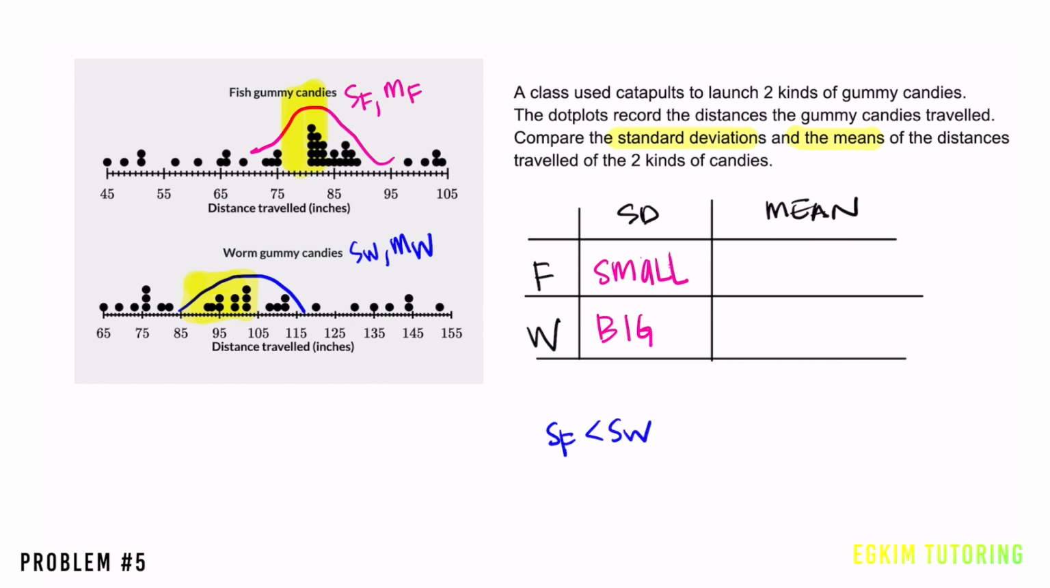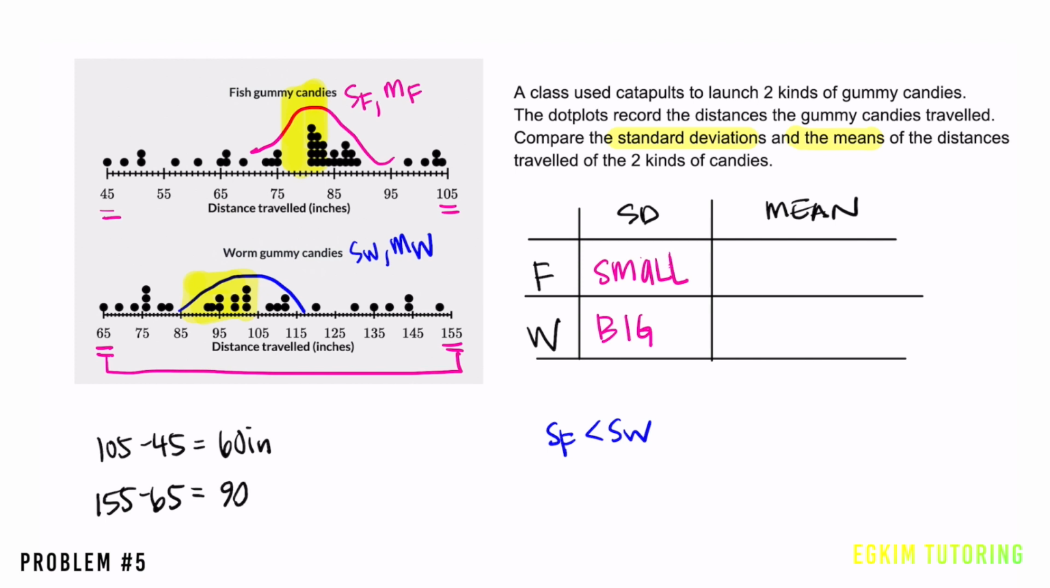So another way to see that the data points are more clustered for the fish gummies is that it starts at 45, but the data points end at 105. So the range is actually from 105 to 45, which is equal to 60 inches. But then for the worm gummies, it starts at 65, but it goes all the way up to 155. So this range is bigger. You have 155 minus 65, which is equal to 90 inches. So the whole point is that the fish gummies have data points that are more close to each other, and the worm gummies have data points that are more spread out.